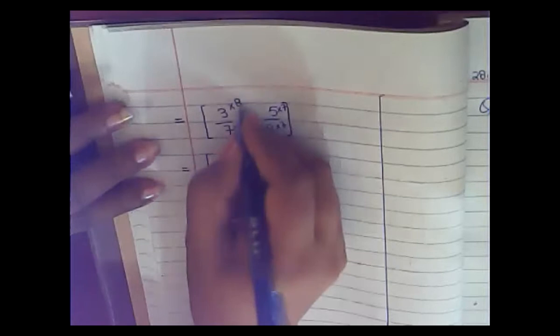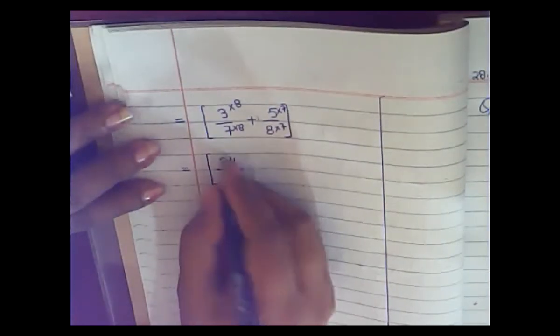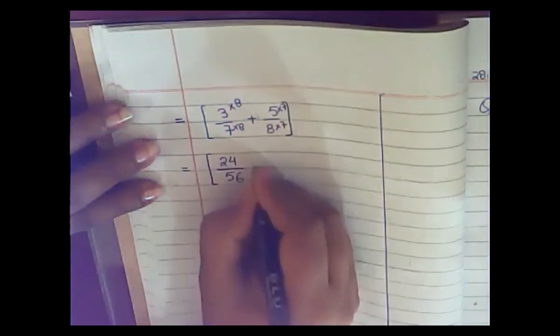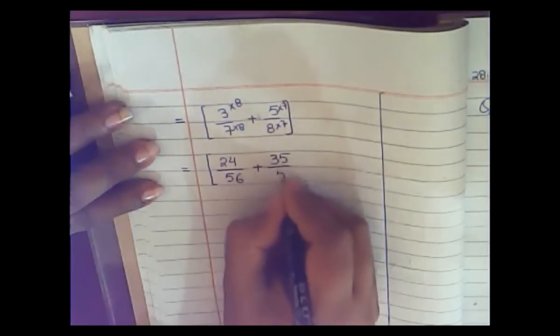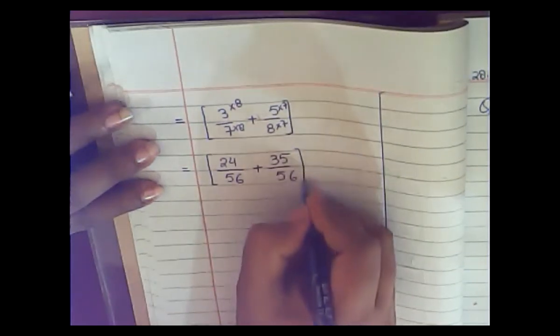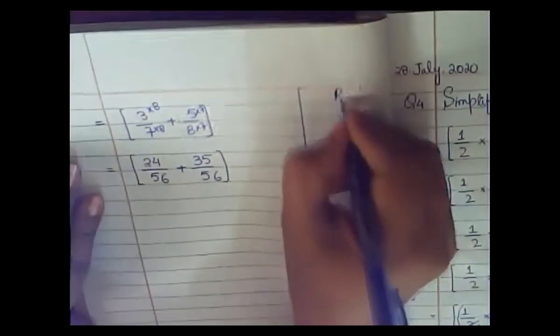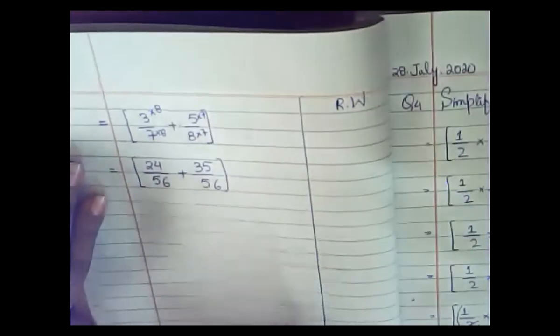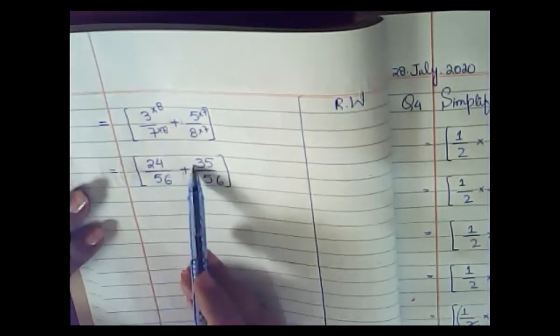Now what will it become? In the next step I'm going to show you. Square bracket, 3 8s are 24, 7 8s are 56, plus 5 7s are 35 and 8 7s are 56. This is my answer. Now students, one thing I'm going to show you here, this is the working column. Again, I'm telling you, please make a proper working column. Now your denominators are common here, that's why you will simply add your numerators.